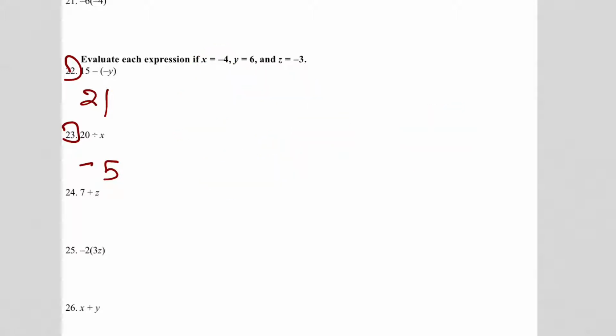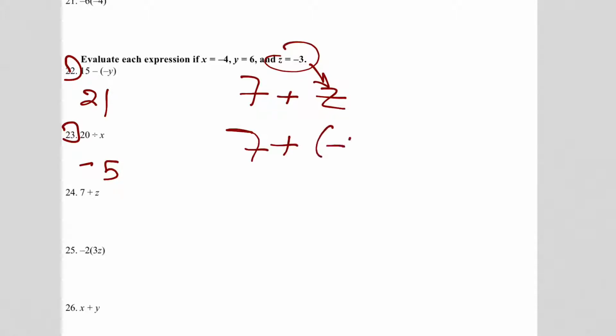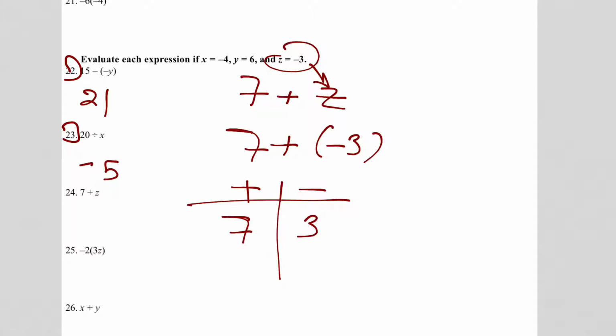For 24, we have 7 plus z. In this case, z is negative 3, so 7 plus negative 3. Don't forget that when we add and subtract, we're going to use the scoreboard method. 7 is positive, 3 is negative. So the positive team won. How much did they win by? They won by 4. 7 minus 3 is 4. Another way you could have done this is you could have started off at 7 on the number line.